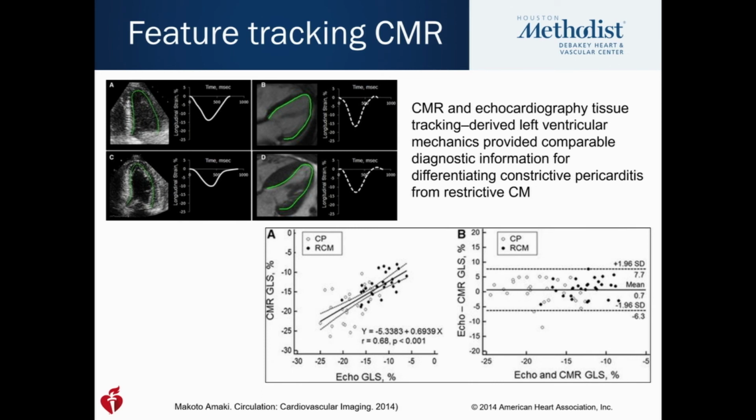Feature tracking now on CMR has become more of the standard way of looking at strain parameters. This was a relatively small study that looked at those with proven restrictive cardiomyopathy and proven constrictive pericarditis. And CMR-based methods of assessing strain were able to separate out those who have constriction versus restriction. Keep in mind, now we have an unobstructed complete view of the pericardium on CMR, and that creates a lot of benefit in looking at those with possible constriction.